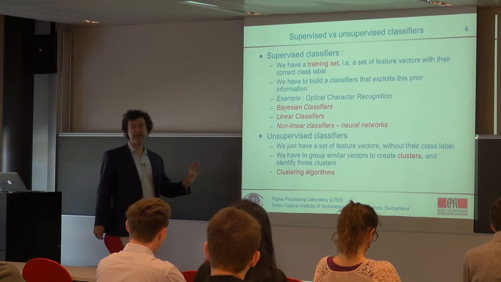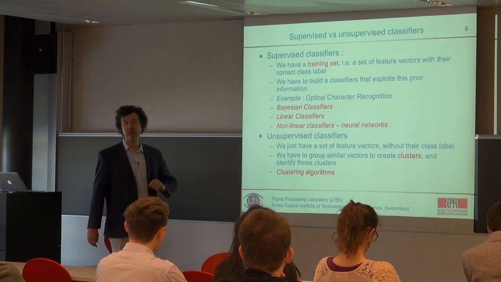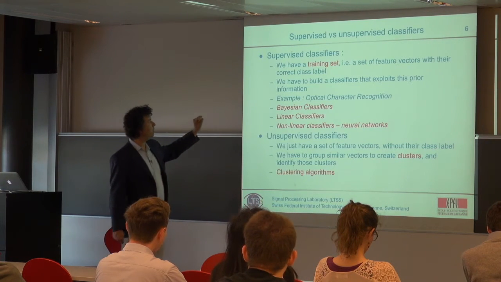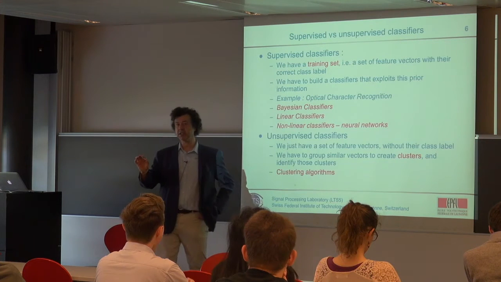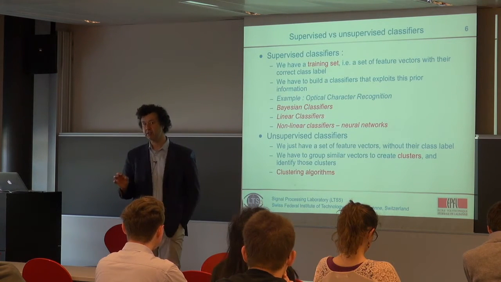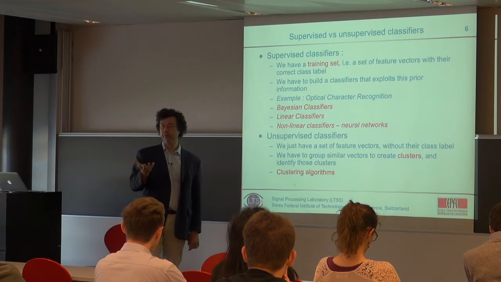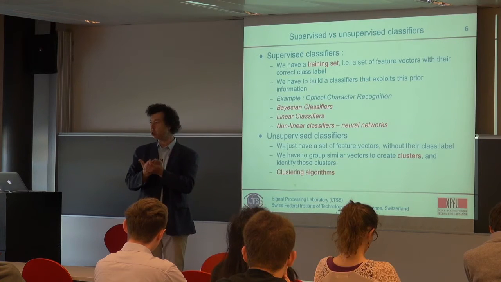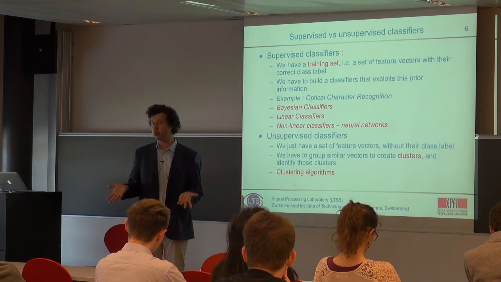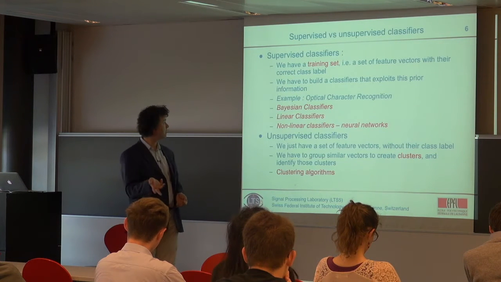So we have a training set. We are in a case which is called supervised classification. So basically, we have a training set, and this training set is labeled. That's the definition of supervised classification. We have a training set to train the classifier, and in this training set, we have the correct labels of each individual in the training set. We know which one belongs to which class.